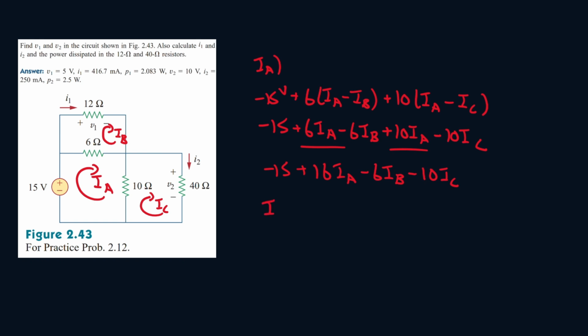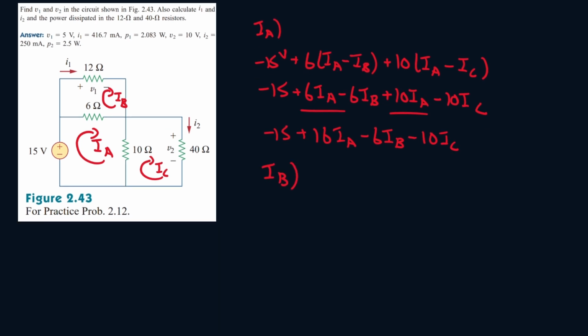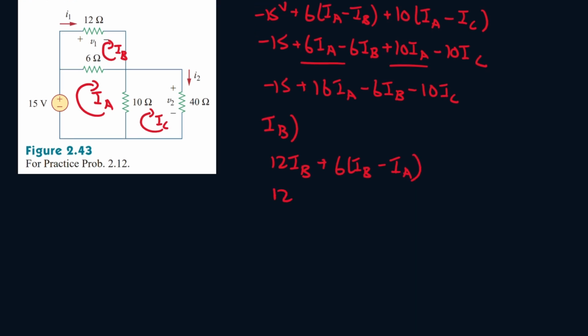Okay, now let's do IB. IB will be 12 IB plus 6 (IB minus IA). Simplifying it, we have 12 IB plus 6 IB minus 6 IA. Now we have two like terms here, so 12 plus 6, that's just 18. That'll be 18 IB minus 6 IA.